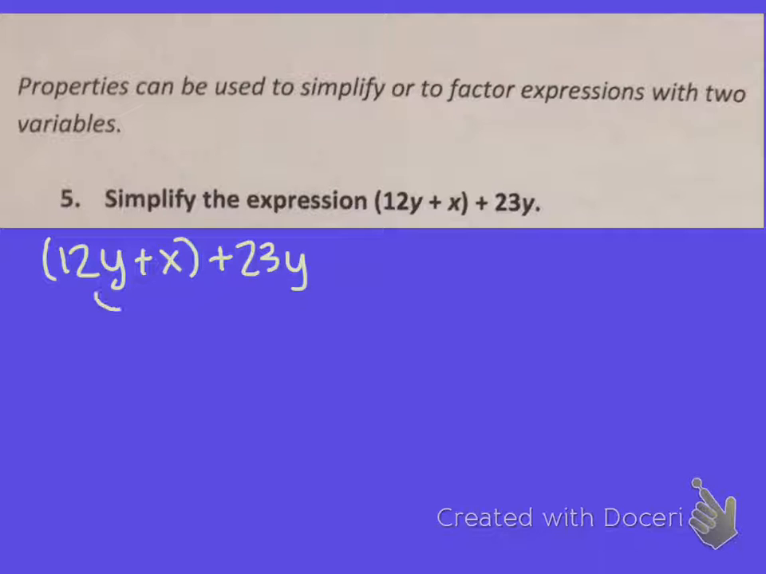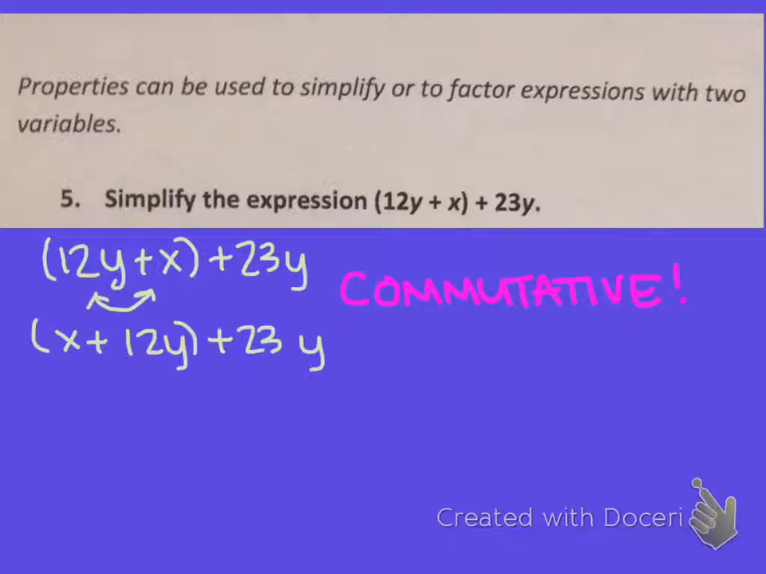According to the commutative property, I can switch the places of 12y and x without affecting the sum. So that can be written x plus 12y plus 23y. I notice that two of my terms in this expression, 12y and 23y, both have the same variable, y, which means they are like terms. And according to the associative property, I can move my parentheses from around x plus 12y to be around 12y plus 23y, so that I am grouping my like terms together.